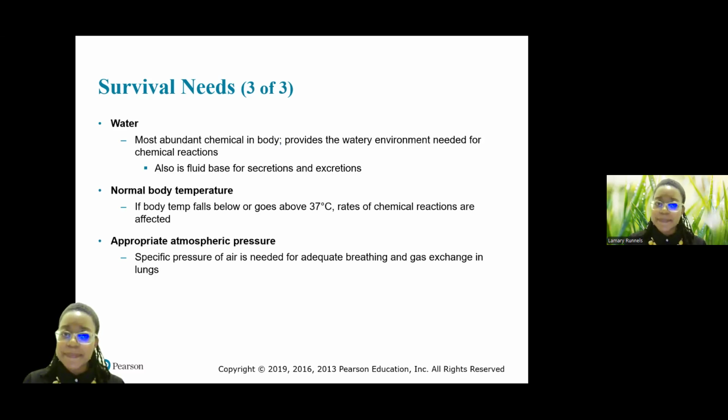We need water to help with fluids and excretions and secretions within our bodies. We also need the water because we're about 70% water. So we definitely need water in order to survive. We need to maintain a normal body temperature, which is 37 degrees Celsius, which is around 98.6 degrees Fahrenheit. And then we have to live in a space with the appropriate atmospheric pressure.